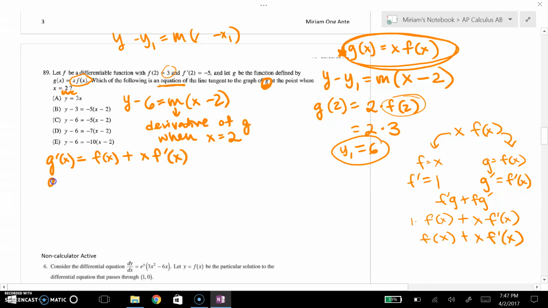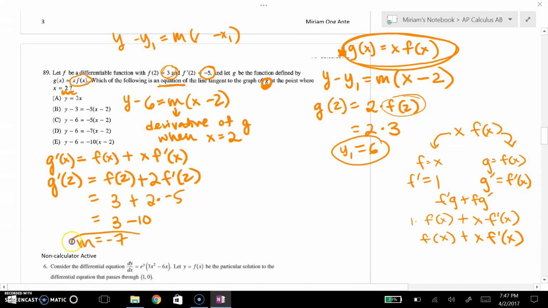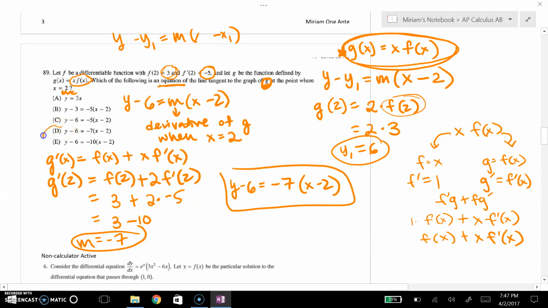Now, we care specifically about the x value 2. So I'm going to say f of 2 plus 2 times f prime of 2. Do not fret, we know what f of 2 is. It's 3 plus 2 times f prime of 2, which is -5. So I have 3 minus 10, which is negative 7, as my slope. Okay, so I have y minus 6 equals negative 7 times x minus 2. Now, do we see that in the multiple choice? We do.